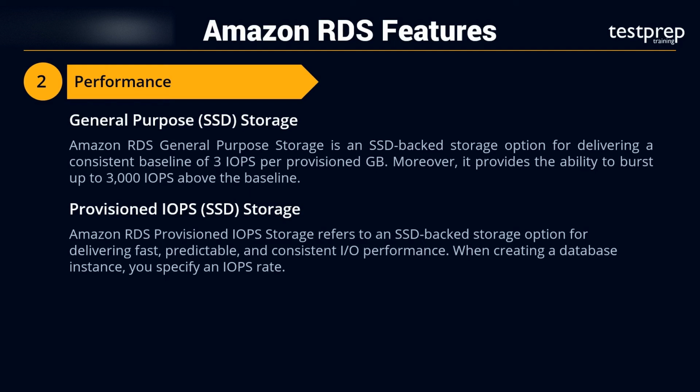Amazon RDS provisioned IOPS storage refers to an SSD-backed storage option for delivering fast, predictable, and consistent I/O performance. When creating a database instance, you specify an IOPS rate.